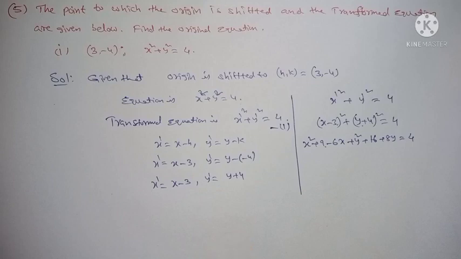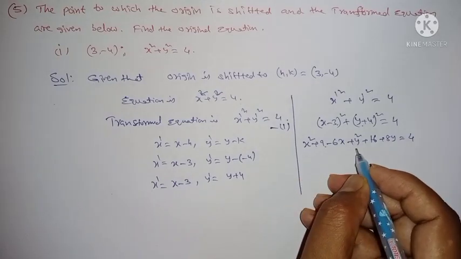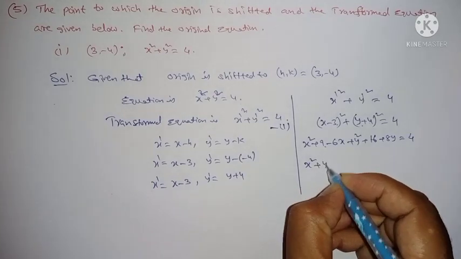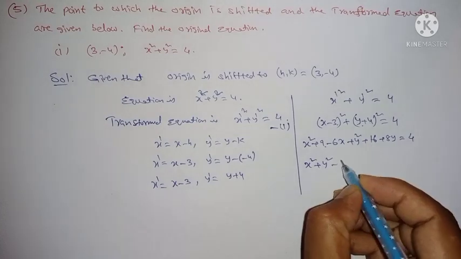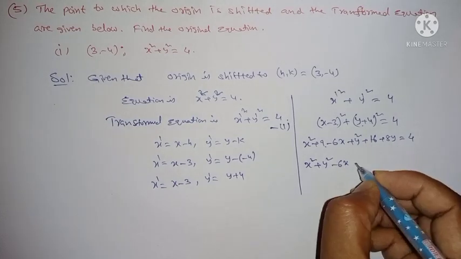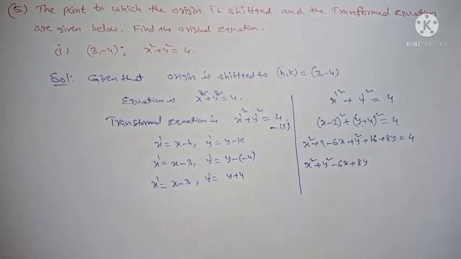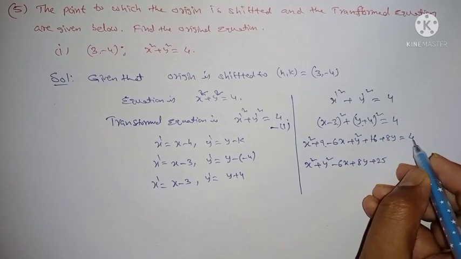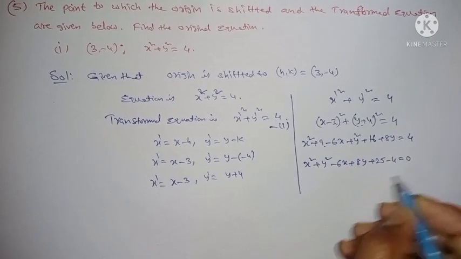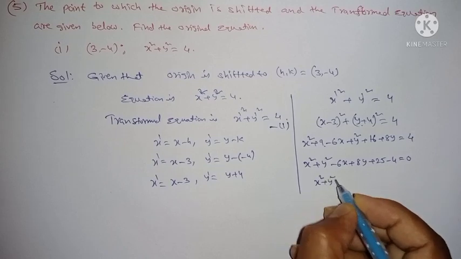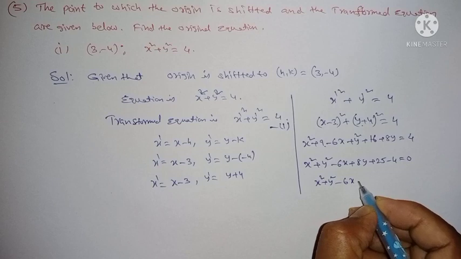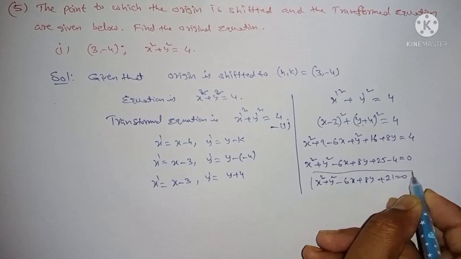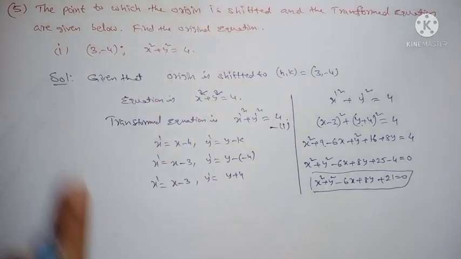You can write in order: the x square term, y square term, x, y and constant. What will we get here? x square plus y square, and minus 6x, there is no term in x, and y's term is plus 8y. The constant is how much? 9 plus 16 is 25, and this 4 brought to this side is minus 4, is equal to 0. The last equation, your required equation, is x square plus y square minus 6x plus 8y plus 21 is equal to 0. This is our required equation, the original equation.